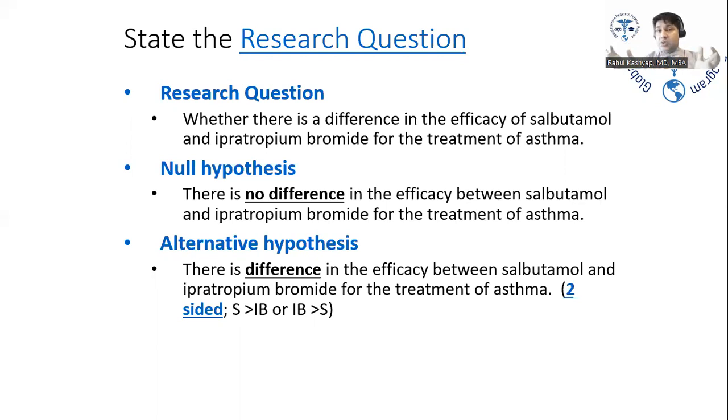If you're not committing, that becomes two-sided. But if you're saying that salbutamol is better than ipratropium bromide, or ipratropium bromide is better than salbutamol, then it becomes a one-sided hypothesis.